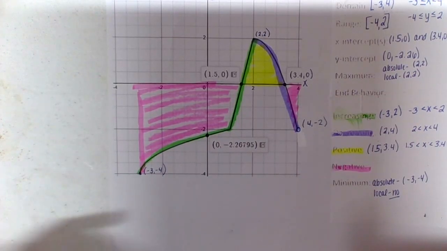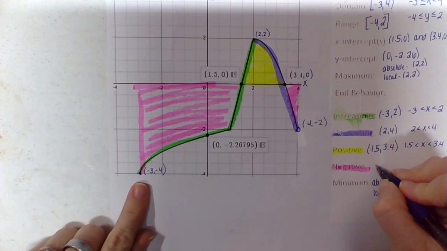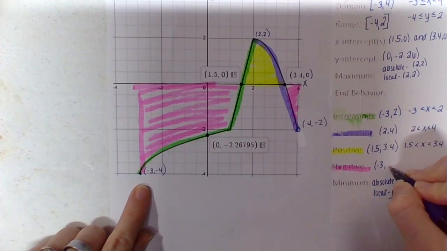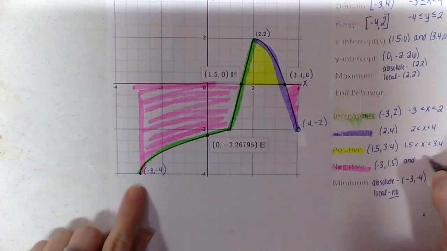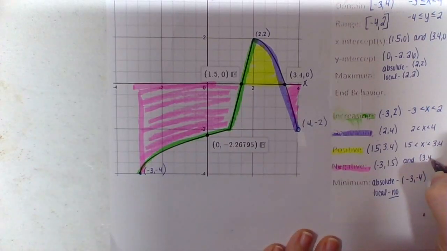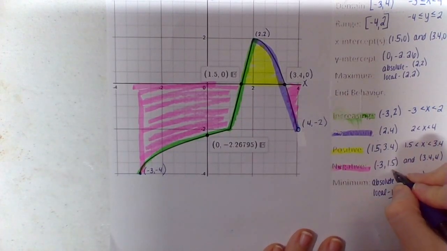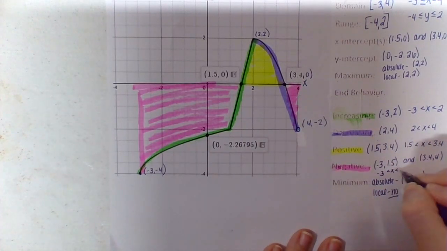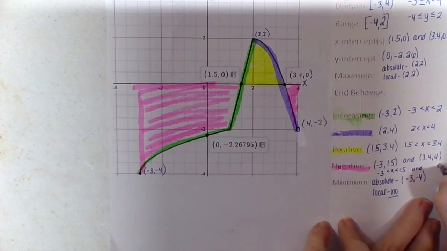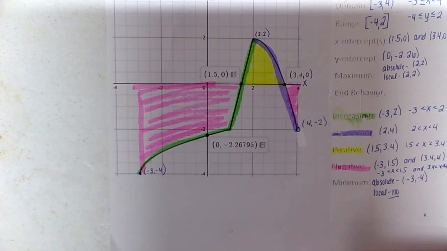Negative is going to be everything else, everything that I have here in pink. So anything starting at -3 all the way up to 1.5, and everything from 3.4 to 4 give me negative values. Or if we do it in the other notation, -3, 1.5, and everything between 3.4 and 4.